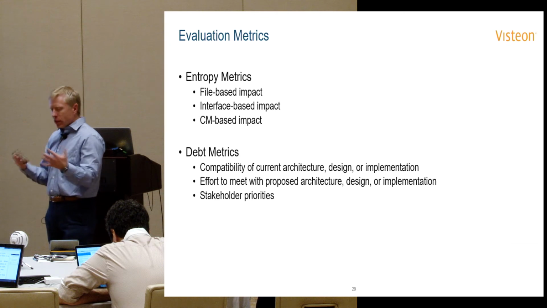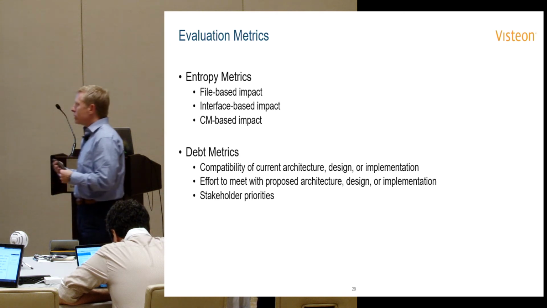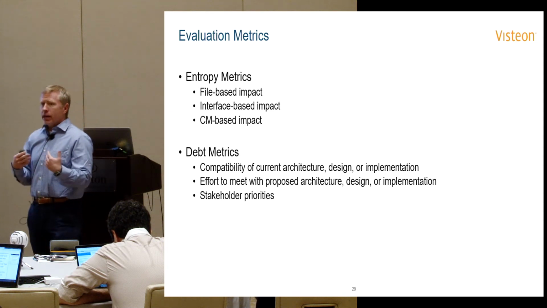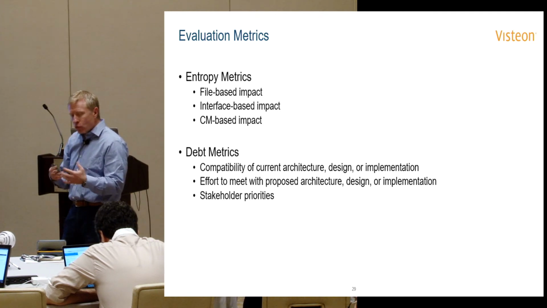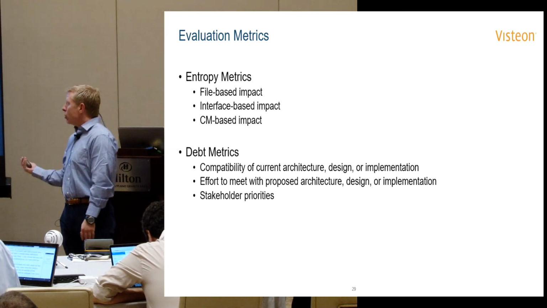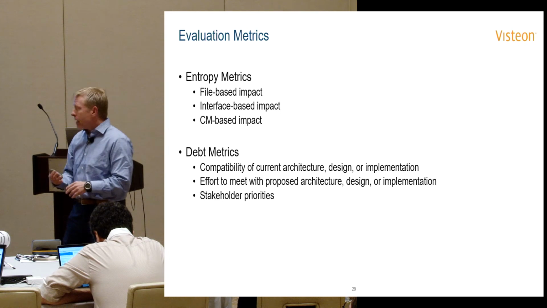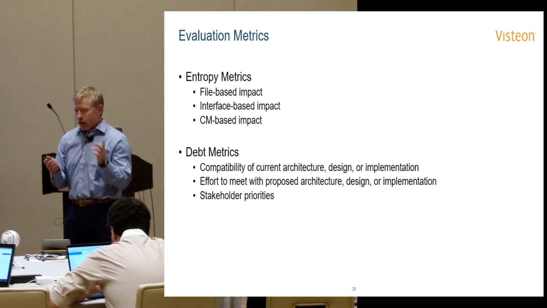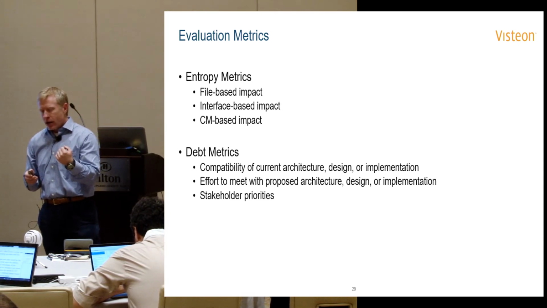Okay, so once I decided entropy and debt would be the tools, the question was, what were the metrics going to be? So given my knowledge of the architecture, I thought that for entropy, I could prove, or at least be objective about the results if I utilized file-based metrics, interface-based impact, and then CM or configuration management-based impact. Why did I choose these? I mentioned functional safety earlier.